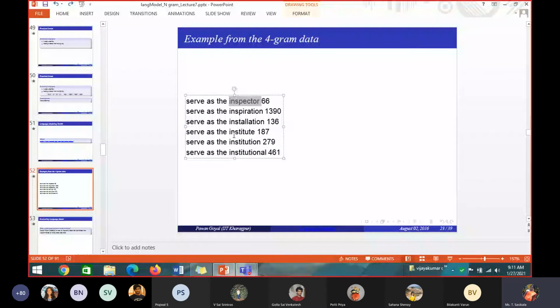So for 4 grams, how many words prior to the context are we taking? For 4 words, 3 words we are taking. So my 4th word is inspector. If I want to find out inspector, given the previous "serve as the", how many times does it occur. So this is an example to show you this is a 4 gram data model.